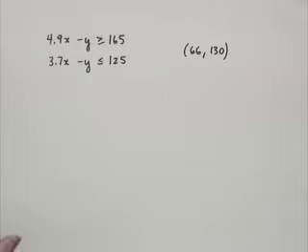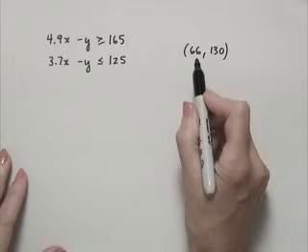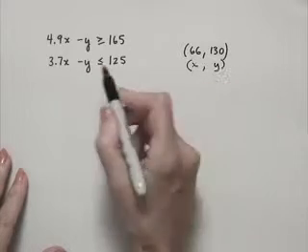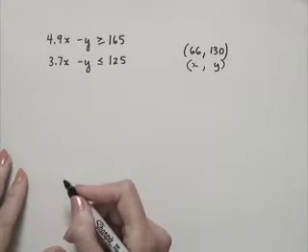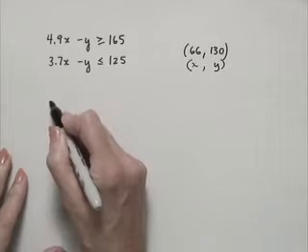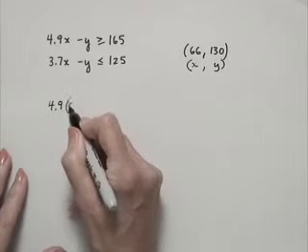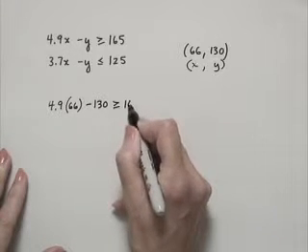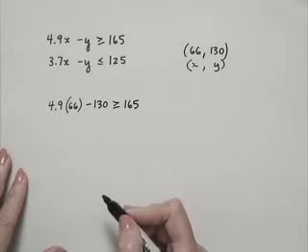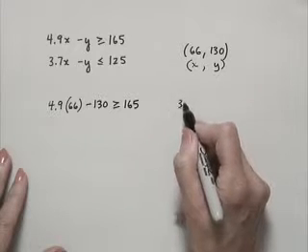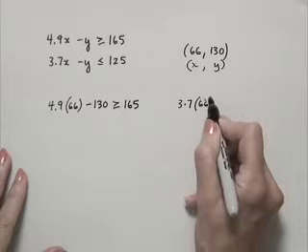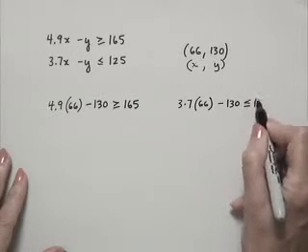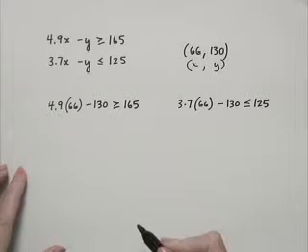Here's the system of inequalities that describes that region. We're going to take our x value of 66 and our y value of 130, substitute them into each of the inequalities, and see whether that gives us true statements. So we'll have 4.9 multiplied times 66 minus 130, and we're checking to see whether or not that is going to be greater than 165. And then we're going to have 3.7 times 66 minus 130, and we're checking to see whether or not that value is less than or equal to 125.